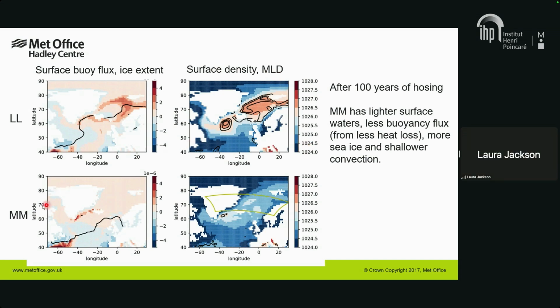And you can see that the MM model at the bottom has lighter surface waters. It has less buoyancy flux, which basically means there's less heat loss. There's a lot more sea ice, and there's a lot shallower convection. And this all fits with the fact that it doesn't have the same water mass transformation, the same overturning.